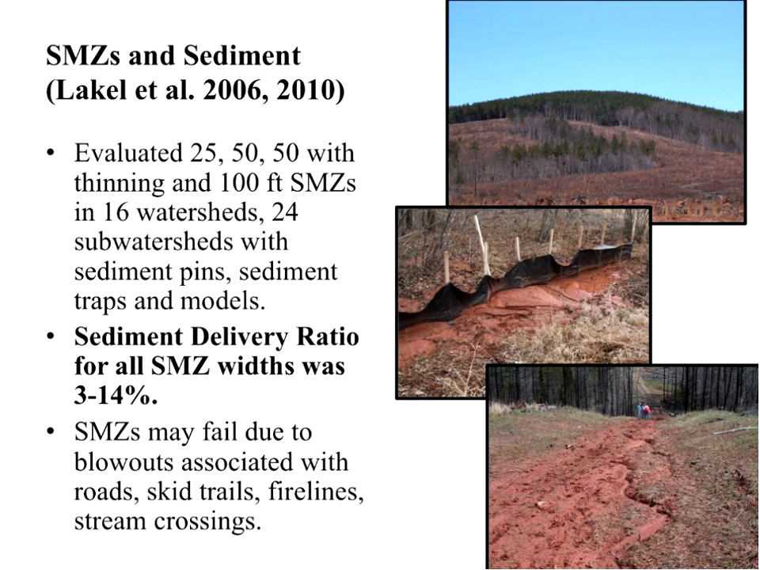In those 24 watersheds, he used a lot of different techniques to come up with the erosion estimates, but basically what he found was that all of the widths worked really well for trapping sediment. They trapped between 97 and 86% of the sediment that was moving across that site in the SMZs. It's the inverse of that 3 to 14 that you see there. Where he found problems, though, were where you had a failed road, a problem with the BMPs on a skid trail, a problem with a fireline, or a stream crossing. These were where the SMZ failed.